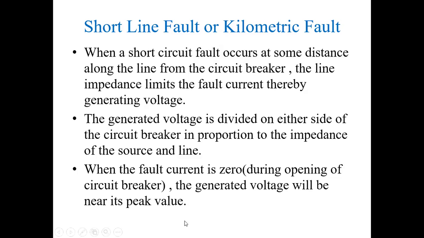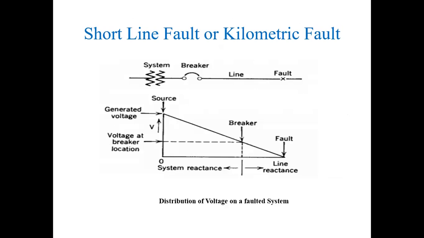This generated voltage is divided on either side of the circuit breaker in proportion to the impedance of the source and the load side. That is, with respect to the impedance, the generated voltage will be divided between the source side as well as the line side. That will be shown in this diagram. Here, this is the line side and this is the load side.